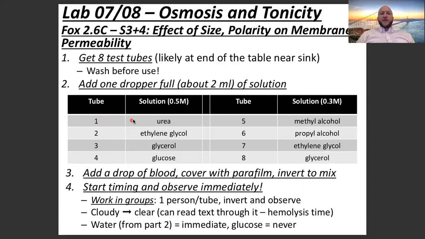The first 4 test tubes are going to have urea, ethylene glycol, glycerol, and glucose. The next 4 test tubes are going to have methyl alcohol, propyl alcohol, ethylene glycol, and glycerol. We're going to put 2 milliliters of each solution in the test tube. And just like the last lab, we're going to add a drop of blood to test tube 1 and mix.